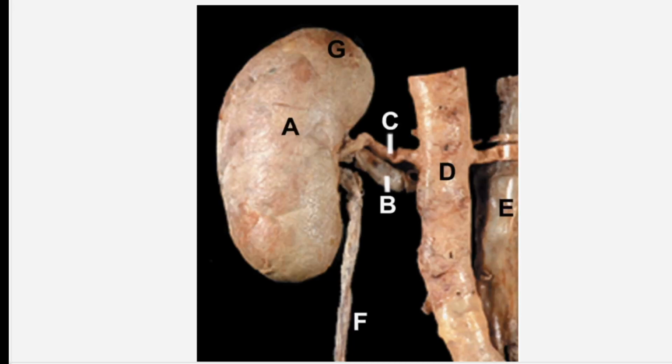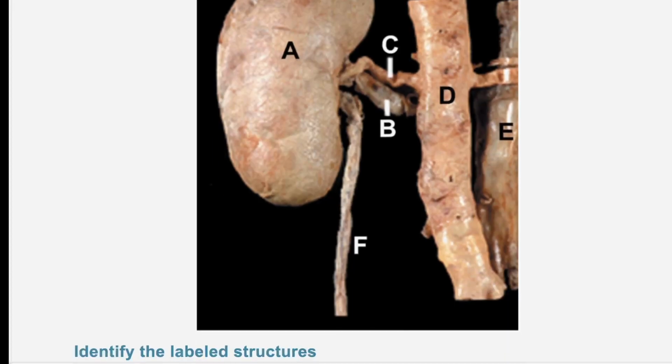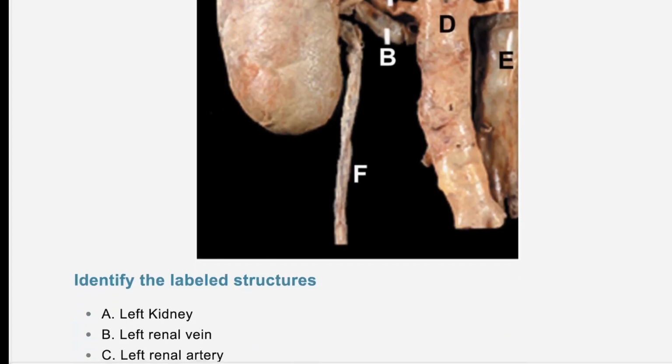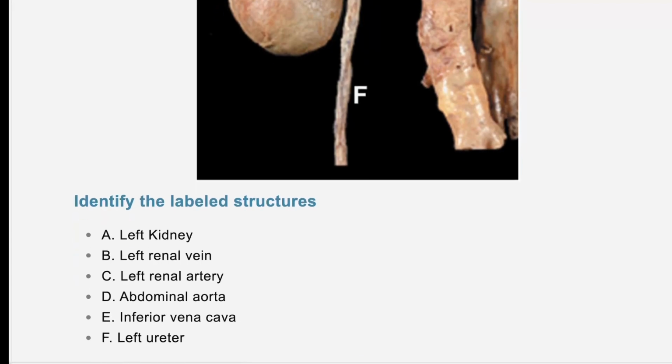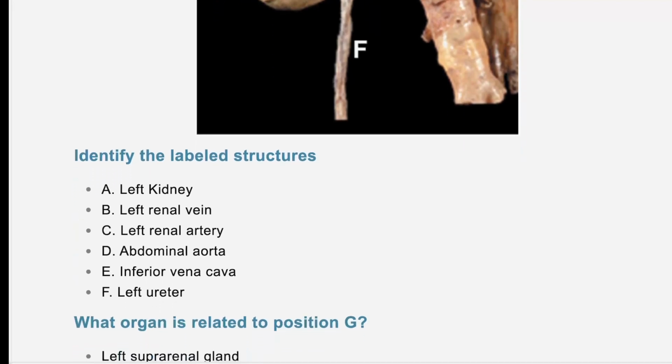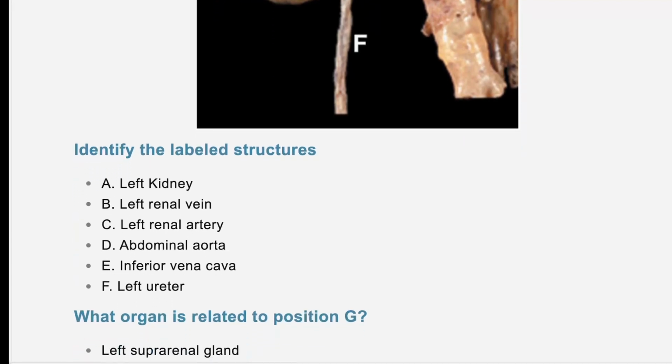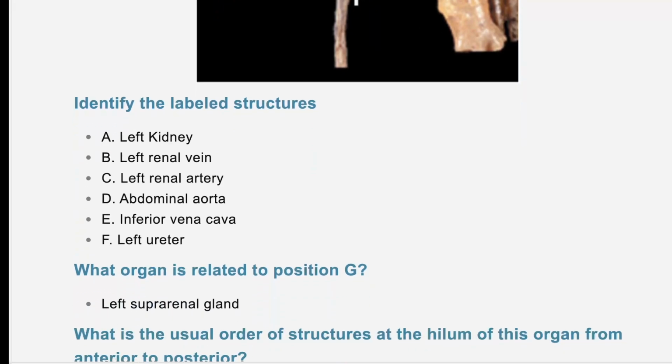And we need to identify which side of this. So I did not say left or right. So all of that would be the left-sided kidney. Okay. So we said this is left kidney as A, and then these are the structures, as you can see. The organs related to G, this is the left suprarenal gland or adrenal gland.